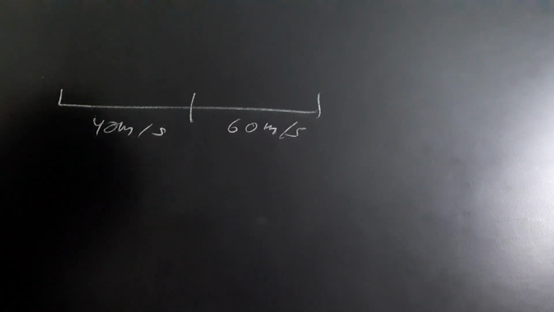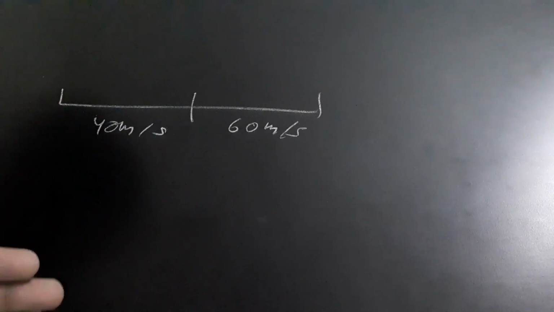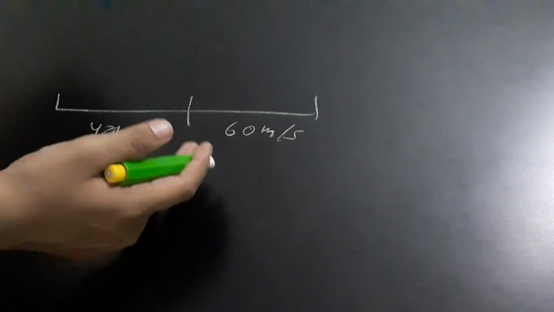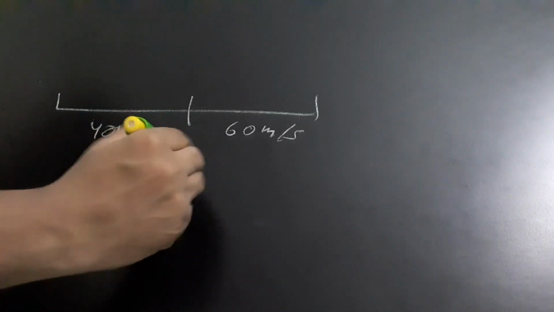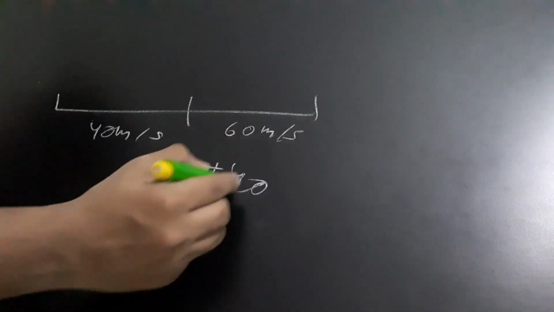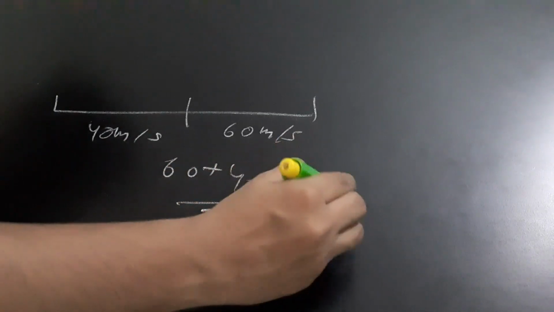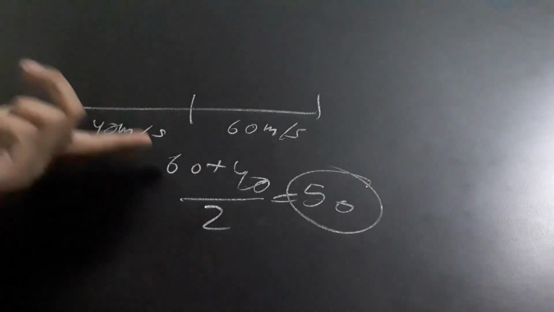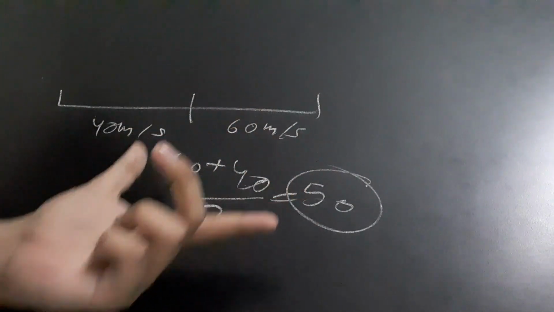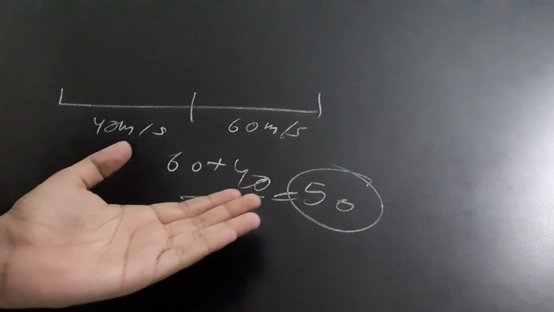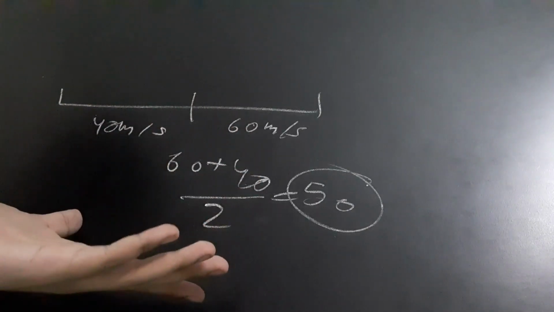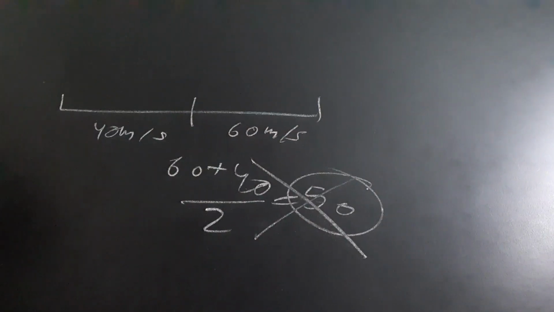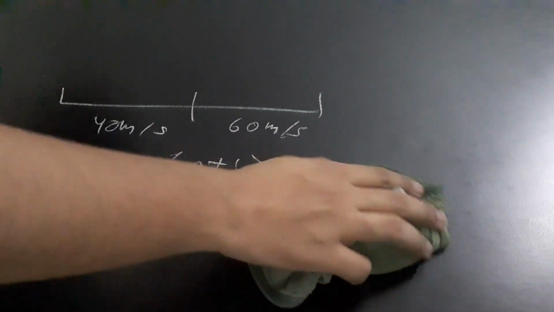Now, I'm not saying everyone, I'm not saying that you guys do it, but there are some people who get tricked, and what they do is take the arithmetic mean of these two values. So what they do is 60 plus 40 by 2, and they achieve 50. And they say that 50 should be the average speed, because here is 40, here is 60. We know that the average is one value added to the other value divided by 2, and we get 50. But this is actually not the correct answer. Why? Well, there's a very specific reason for this.